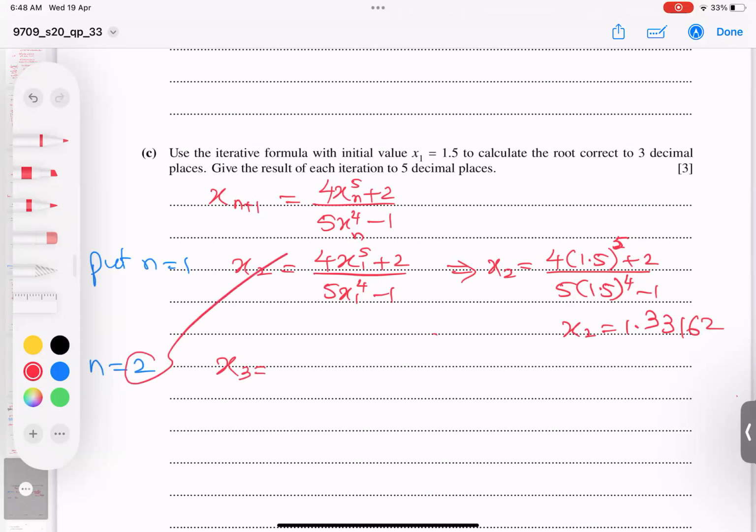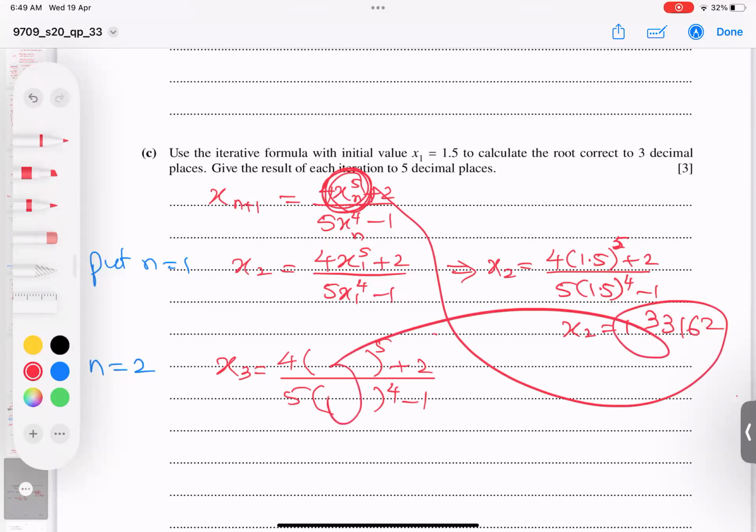And when I plug in 2 here and 2 here, so it will become what? 4x. I think I can directly replace a value. Wait a minute. The examiner will understand. Look, when I plug in 2 here and here, I get x2 square, x2 power 5. x2 is this, so this will go here and here.